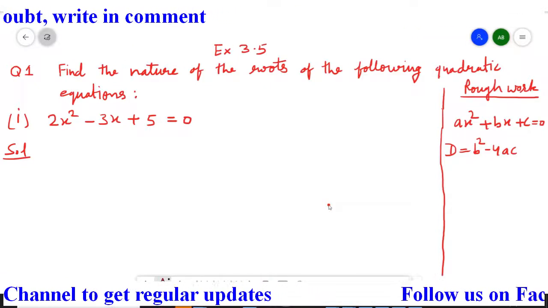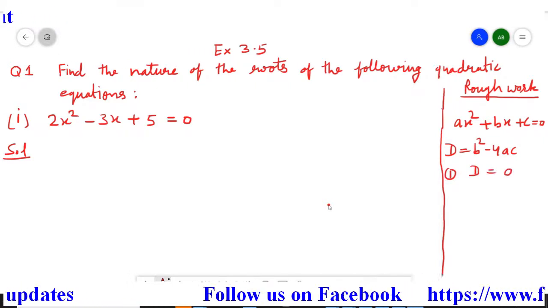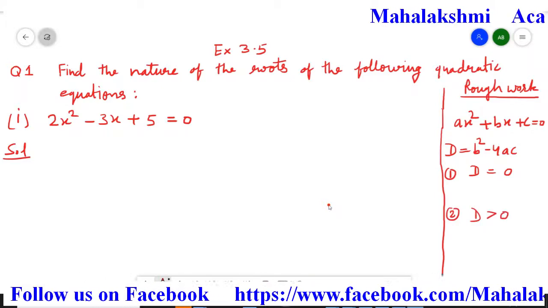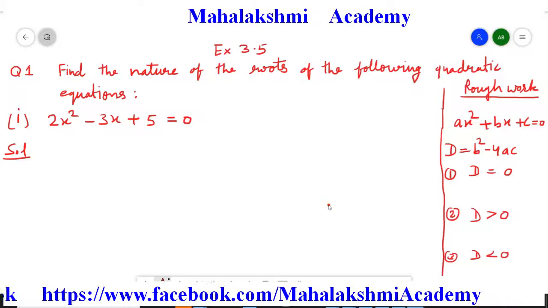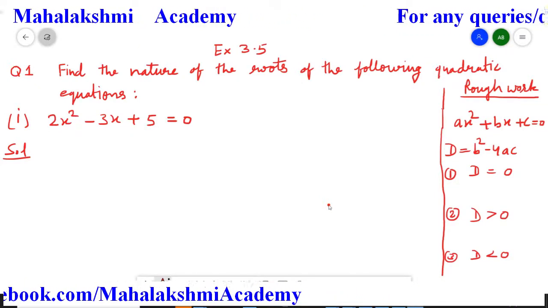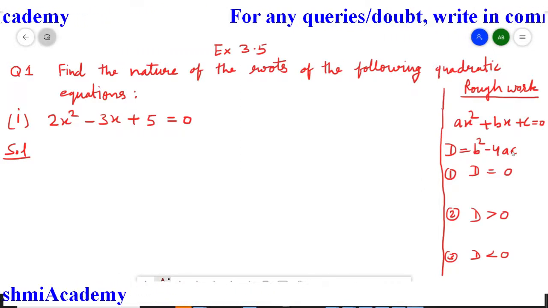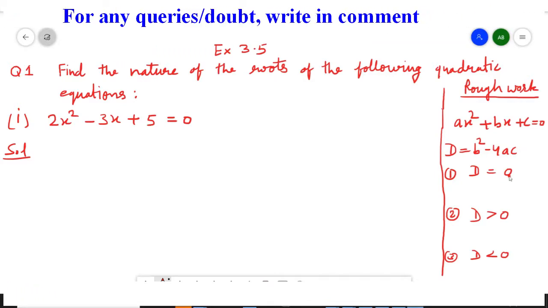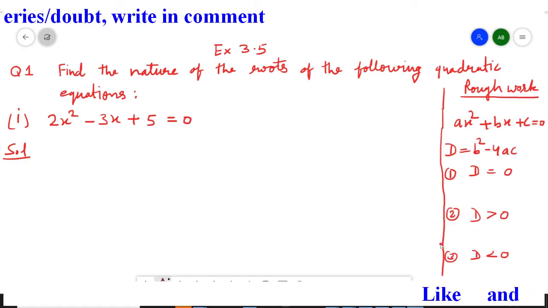So three options I am writing here one by one. Either we are going to get D equal to 0, or D greater than 0, or D less than 0. So only three situations are possible for any number, whatever answer we are going to get here. After calculating D equal to b square minus 4ac, whatever answer we get is going to be a number. That number is either 0, or more than 0, or it can be less than 0. So only three cases are possible.